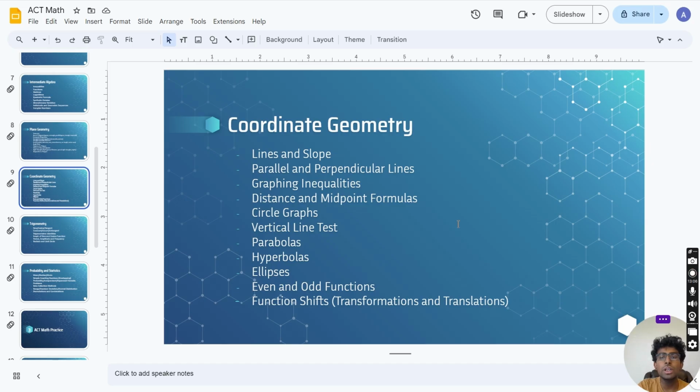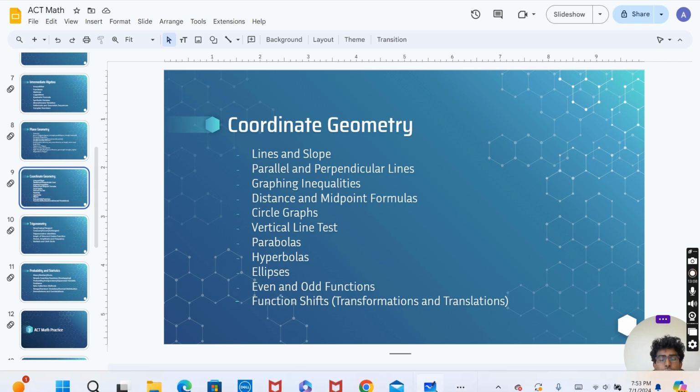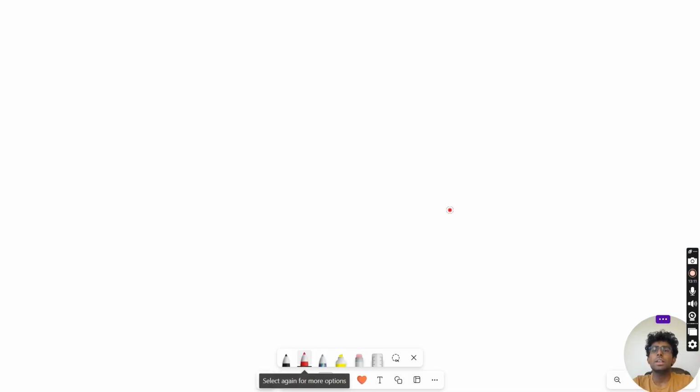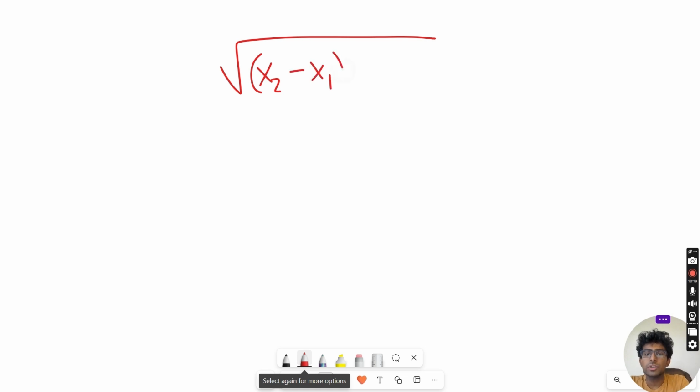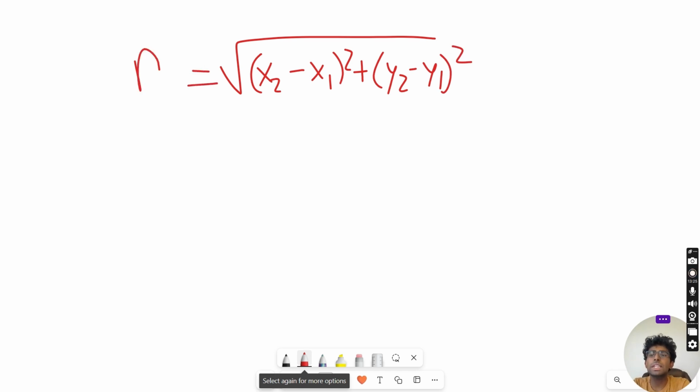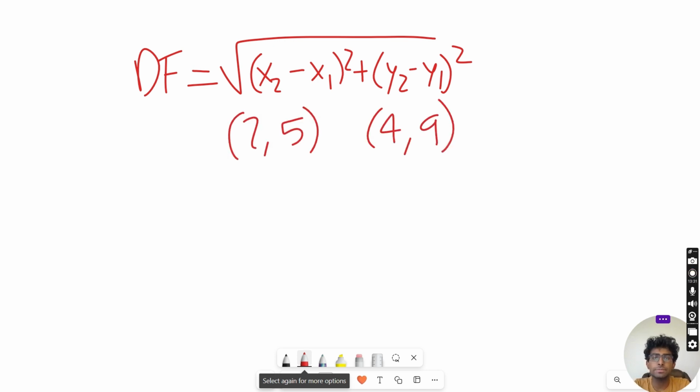Okay, moving on to distance and midpoint formulas. So the distance formula is basically a formula you need to remember. It would be the square root of x2 minus x1 squared plus y2 minus y1 squared. So you can find it between any 2 points. Like for example, let's say we have 2, 5 and 4, 9.